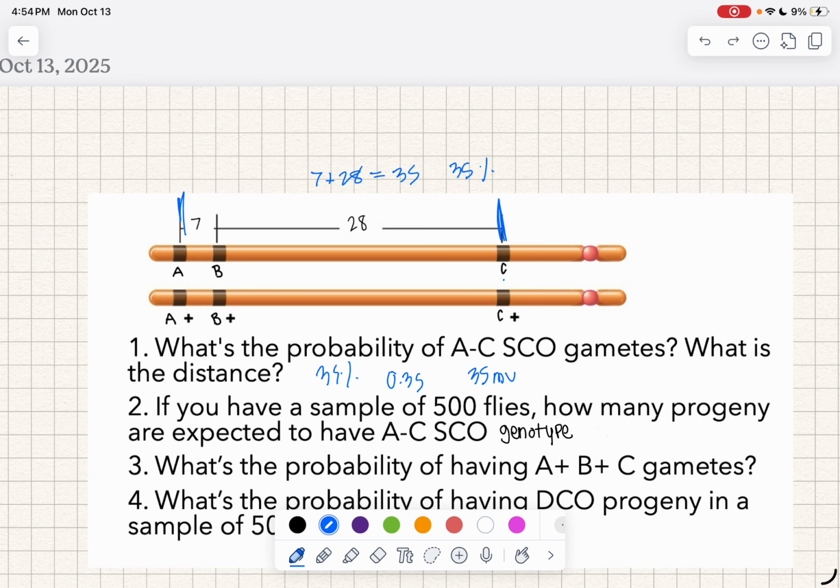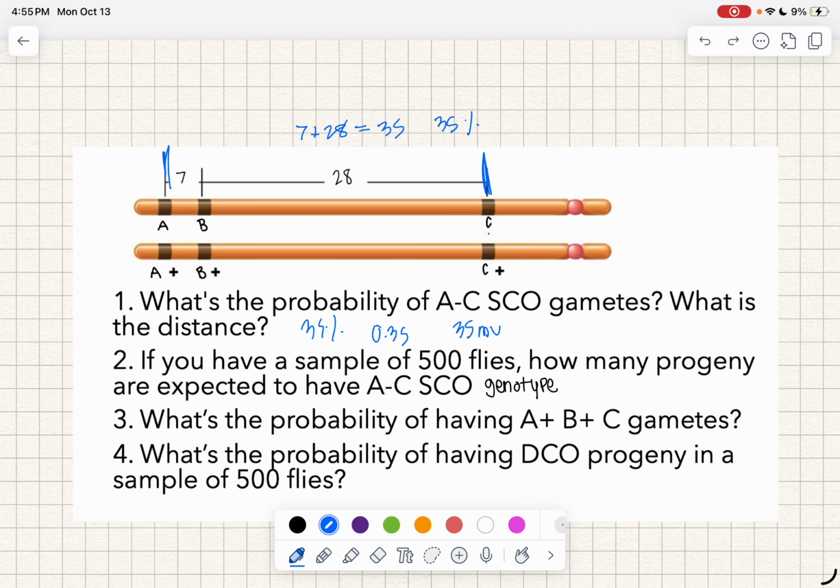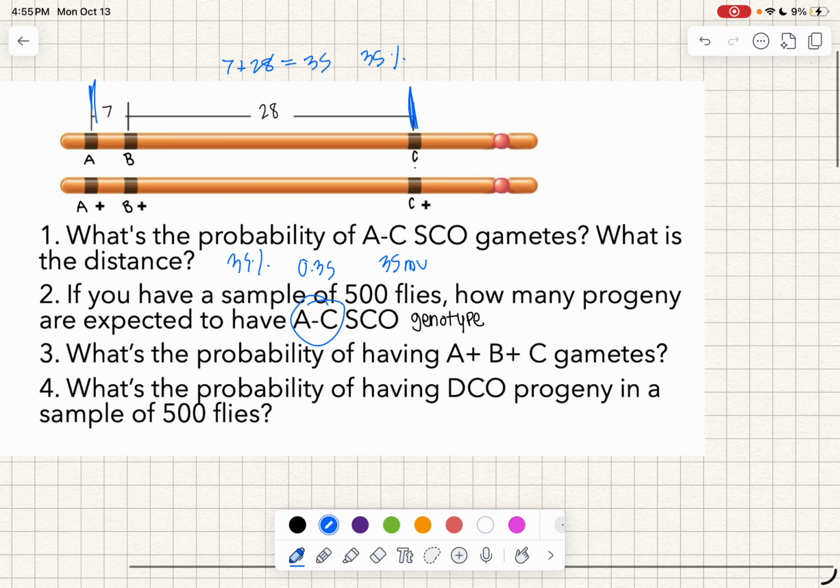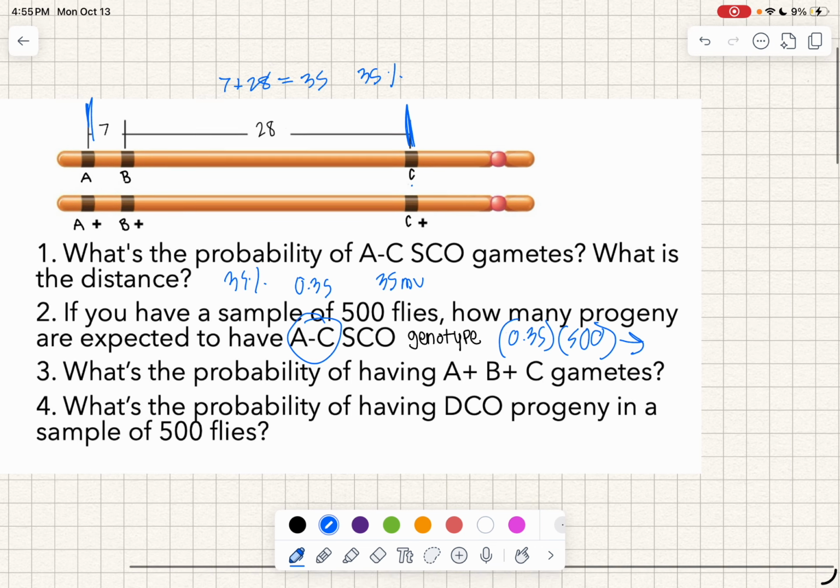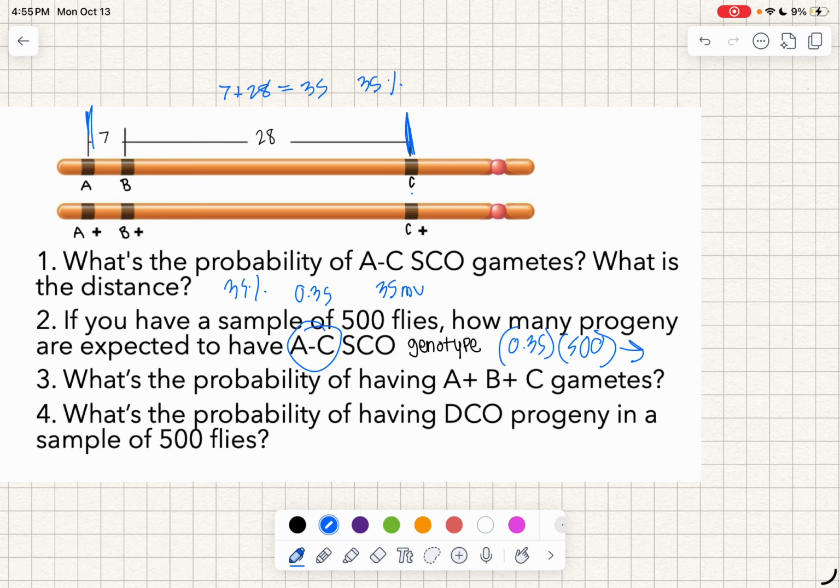All right, so moving on. If you have a sample of 500 flies, how many progeny are expected to have A to C single crossing over genotype? We're looking at the same recombination, so we can just keep the 0.35 and multiply that by the number that was given, 500 flies, and that is how we get our expected number of recombinant progeny or recombinant gametes. Just multiply that and you'll get your answer.